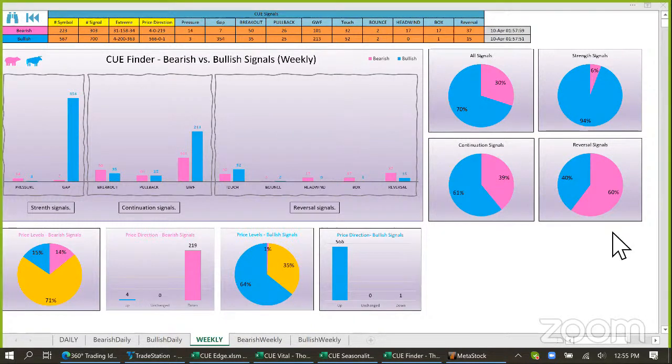And even though the bearish percentage is bigger for reversal signals, I don't see a large number of bearish headwinds. Therefore, I am not anticipating a market drop certainly.